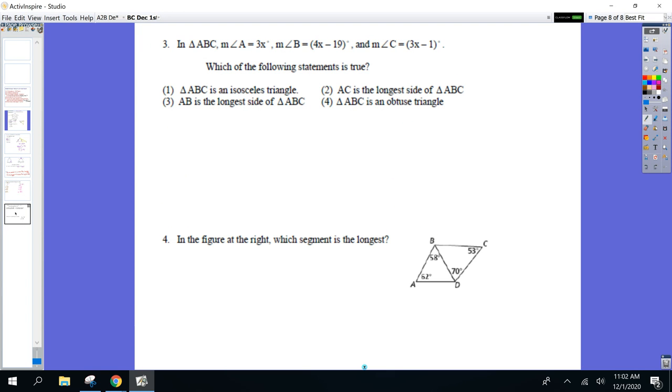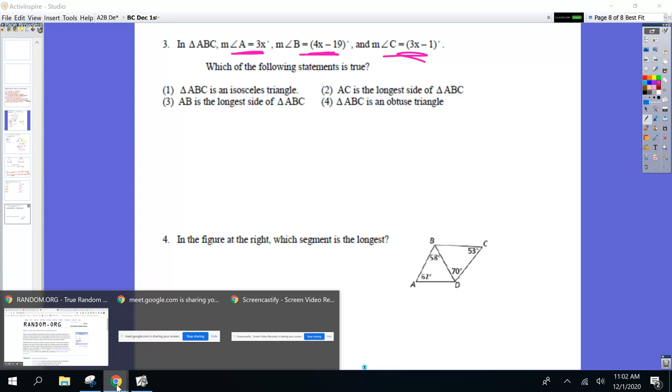I got triangle ABC. I give you info on all 3 angles, it looks like. Which statement is true? Well, I'm not going to be able to answer which statement's true unless I know the actual angle measurements. So first question, can somebody set up an equation using those 3 angles for me? Because I need to know what angle A, B, and C measure up to before I tell you if it's isosceles, obtuse, and where the longest side is.